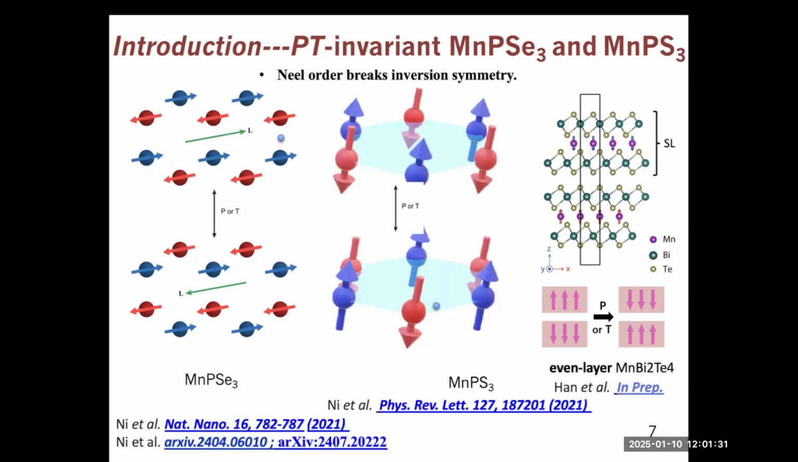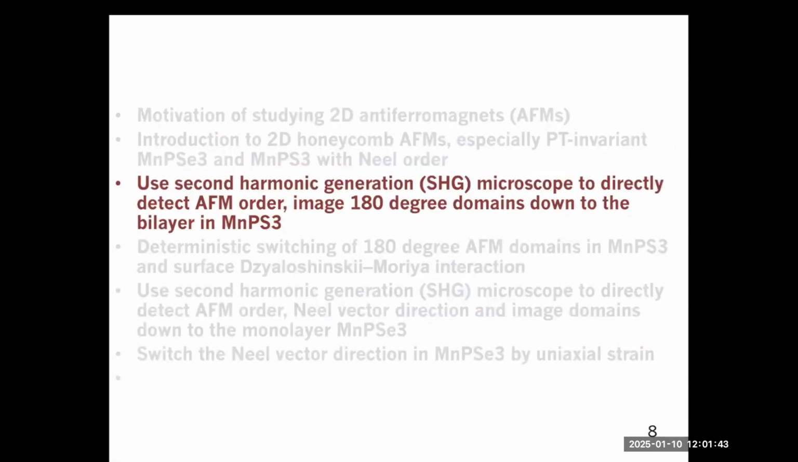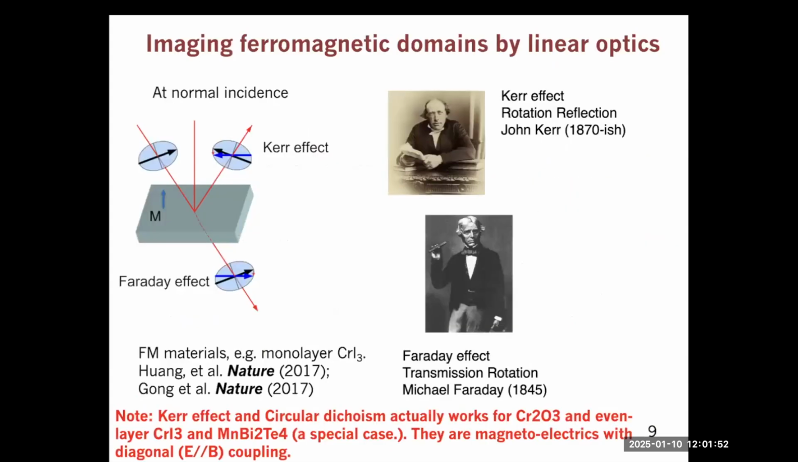The selenium compound has in-plane spin, and the sulfur compound has almost out-of-plane spin, and the even-layer NBT is similar. Okay, my talk will be focused on these due to the time limit. So then I will tell you how we use second harmonic generation to image the 180-degree domains, down to the bilayer limit.